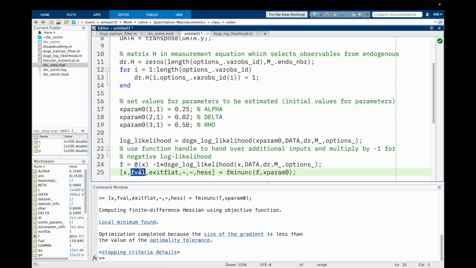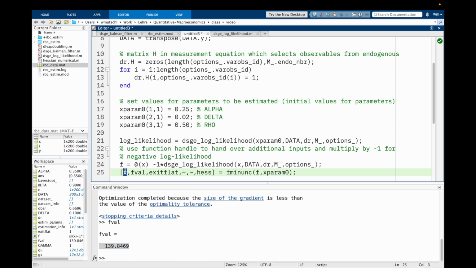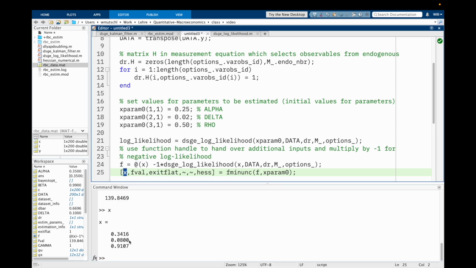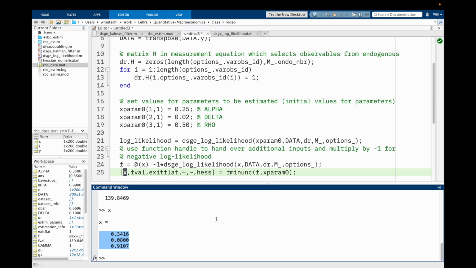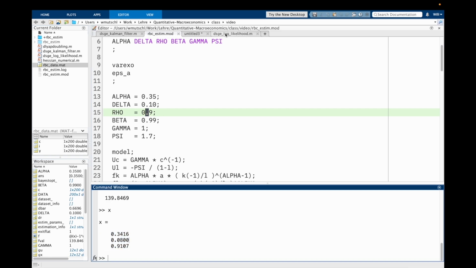Done. I have a function value. This is the negative log likelihood. And these are the values for the maximum likelihood estimates. Right? And let's see where the true values were: 0.35, 0.10, and 0.9. So how close is this?